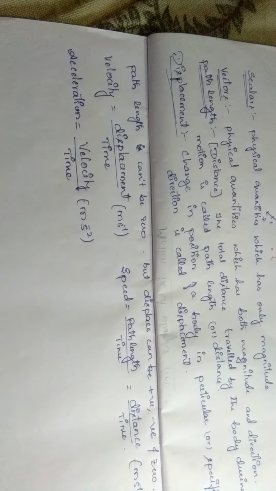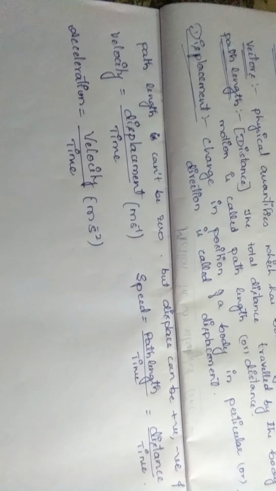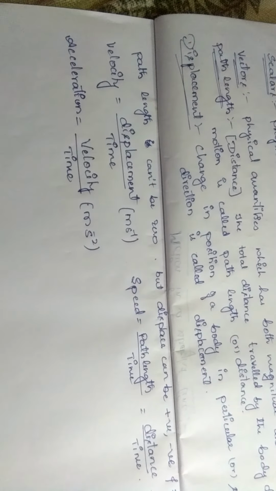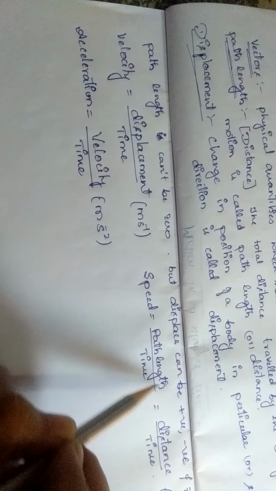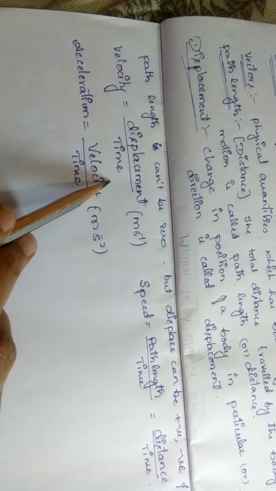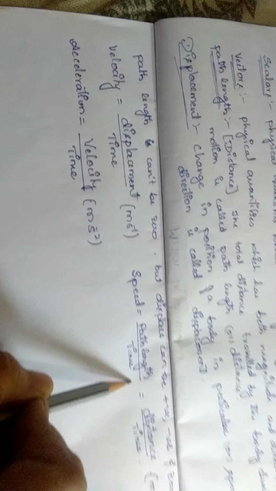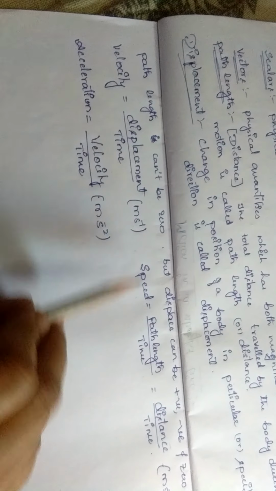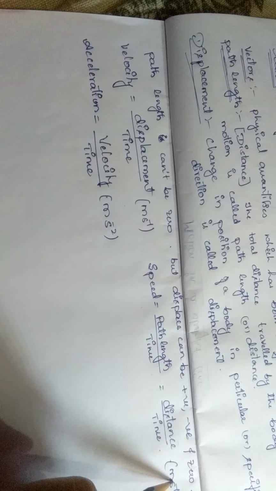In consideration of motion, we have to first consider speed, velocity and acceleration. What is meant by speed? On the basis of path length divided by time, that means distance per time, that we call speed. And displacement per time means velocity. So their SI unit is meter per second, and for speed the same, meter per second. Both the speed and the velocity SI unit is meter per second.